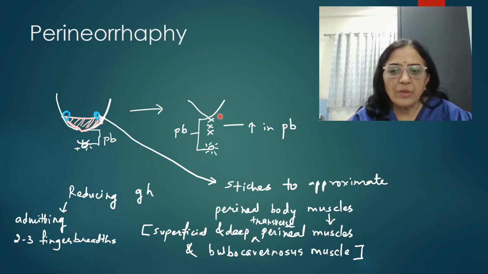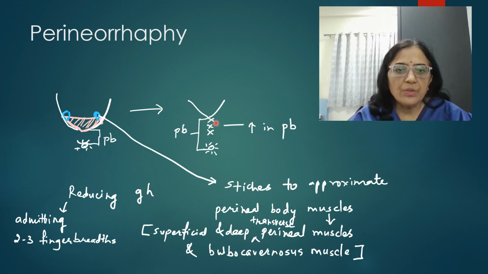Now, this is important. What I want students to remember is that it is not only a cosmetic correction of the perineal body and genital hiatus which we do by perineorrhaphy. We also strengthen or reconstruct the perineal body by taking lateral stitches at the 4 o'clock and 8 o'clock positions. These lateral stitches are approximated and tied with each other so that there is approximation of the perineal body muscles. Perineal body muscles are the superficial transverse perineal muscle, deep transverse perineal muscle, and bulbocavernosus muscle. These muscles are approximated in the center, which leads to reconstruction of the perineal body.